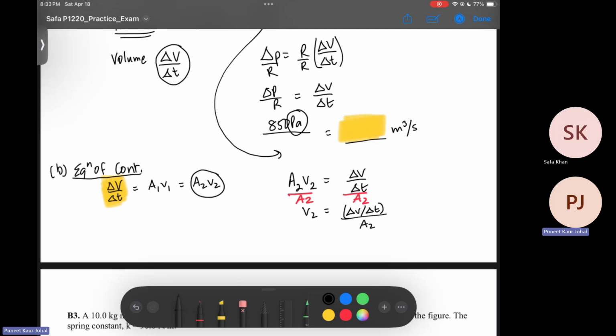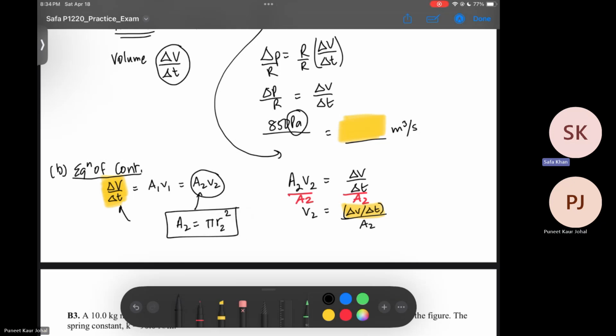You can calculate area separately. This number you will already know, and you can just divide them if that's simpler for you. So this number is going to be this yellow number, and A2 you can calculate because A2 will just be pi and then R2 squared. So if we divide by A2 on both sides.